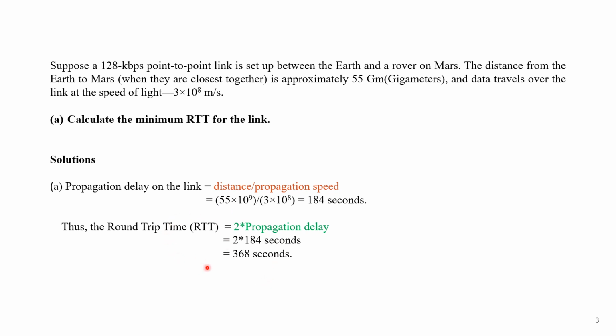So what is round trip time? From the sender to the receiver, again from the receiver to the sender. What is the total time required to pass a message from the sender to a receiver, and again an acknowledgement from the receiver to the sender? The total time it takes, that only we refer to as round trip time. Round trip time is 2 × propagation delay, which is 368 seconds. So this is how you have to calculate the round trip time for the link.